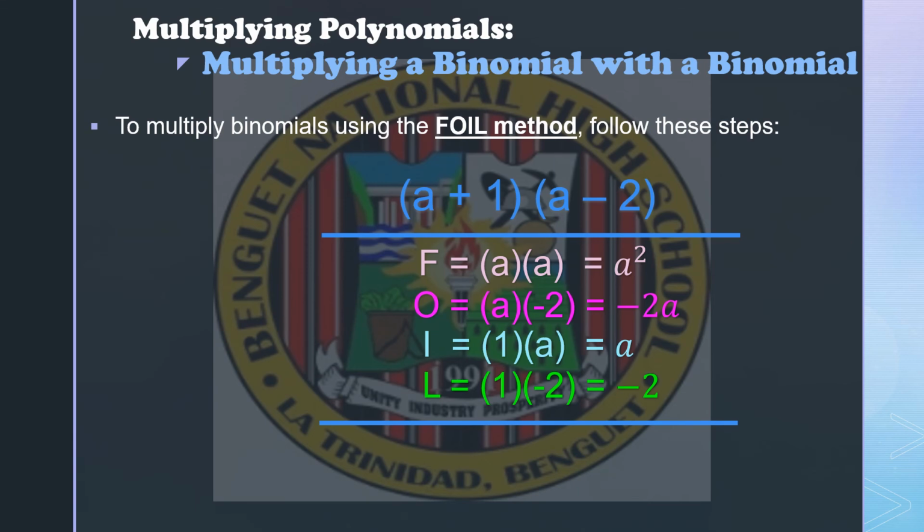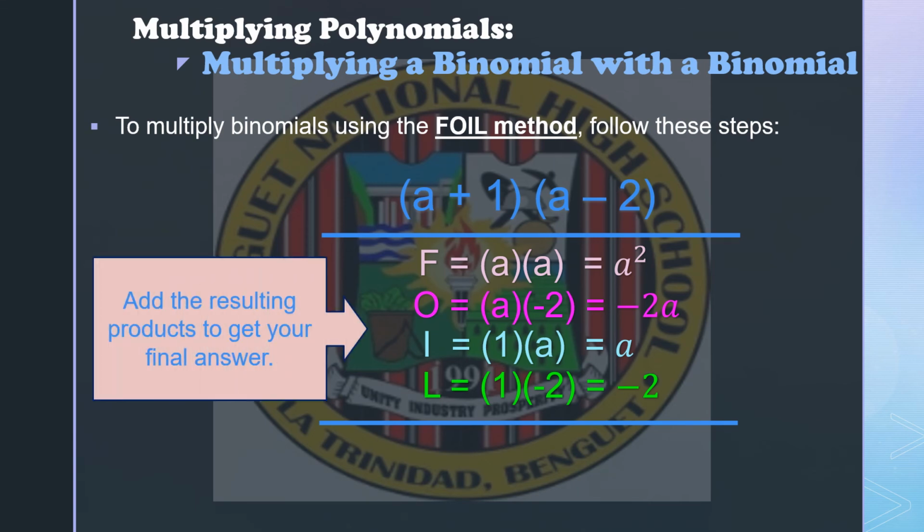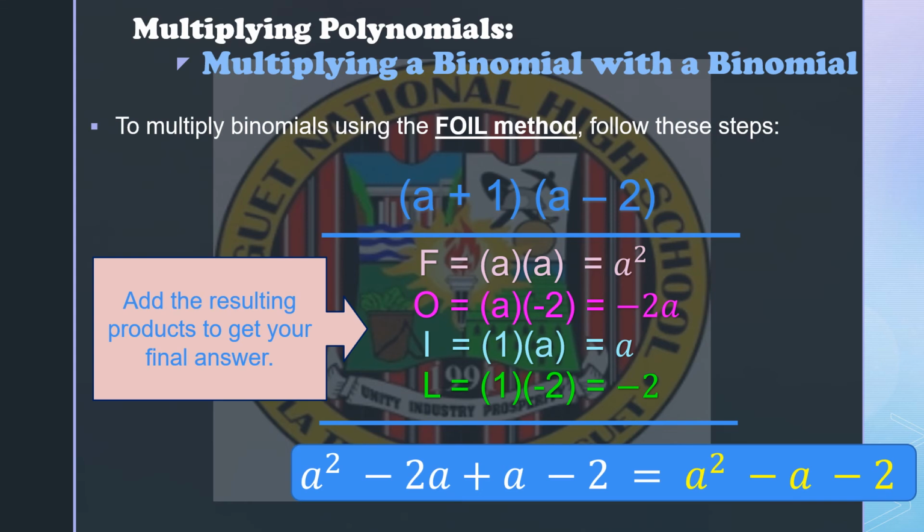After getting the products of the terms, following the FOIL method, we add these products to get our final answer. Once again, take note that you only add the similar terms, and here we see that only negative 2a and a are the similar terms. So we add them to get negative a. We then copy the other terms as they are to get the final answer, which is a squared minus a minus 2.